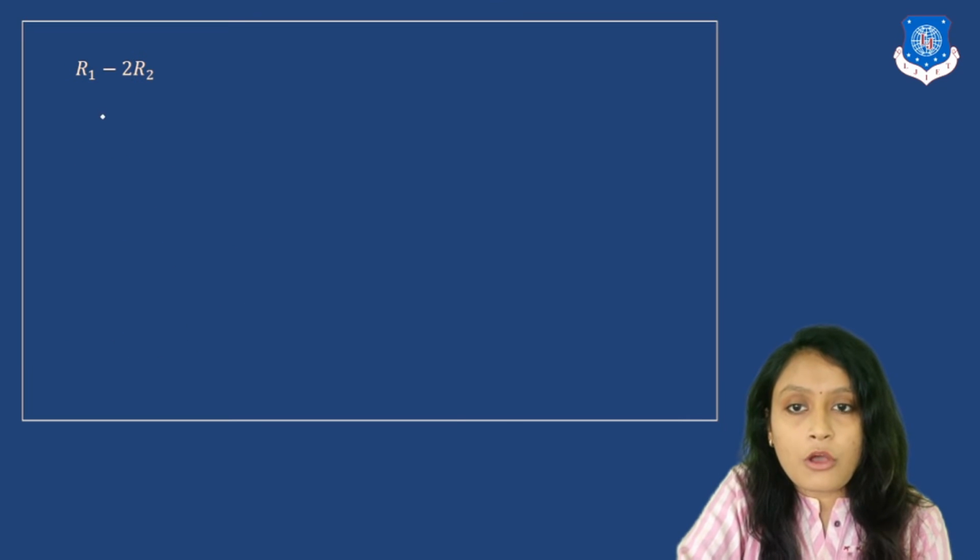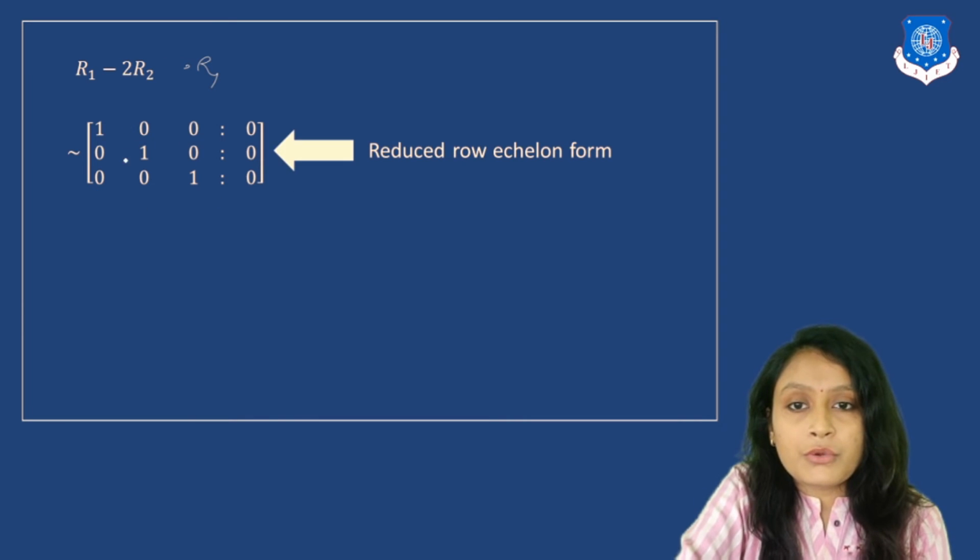Okay, so you will use the operation R1 minus 2R2 and we will make the changes in the first row. So you will get here 1, 0, 0, 0. Other terms will remain as they are. Okay, so this is our reduced row echelon form, and these are the leading ones. You can see that we have 0 everywhere in this particular column.